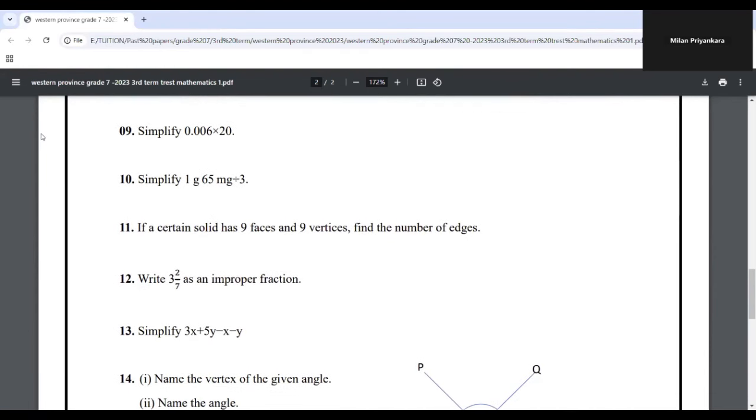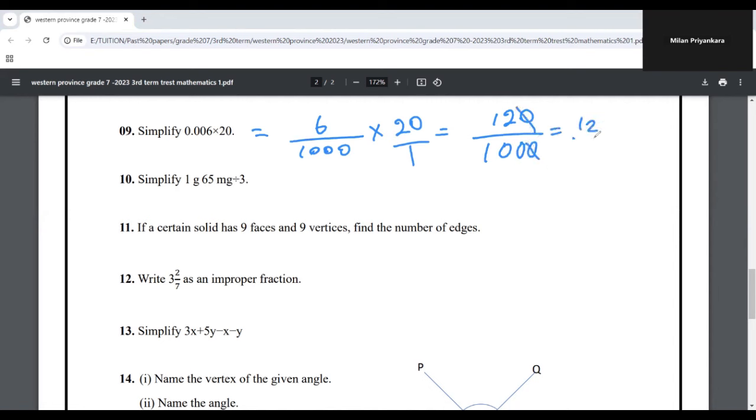Simplify this one. All right, I will show you how to simplify this. This is kind of interesting. You can write this 0.006 like 6 over 1000, right? So as a fraction. Now multiplication of fractions is very simple and easy. So you have here 20, then you can write 20 over 1, right? And then the numerators are multiplied and denominators are also multiplied. 6 into 20 is 120, and you have 1000 here. So you can cancel out this 0, and then you have 12 over 100.